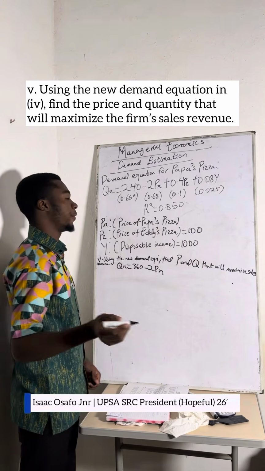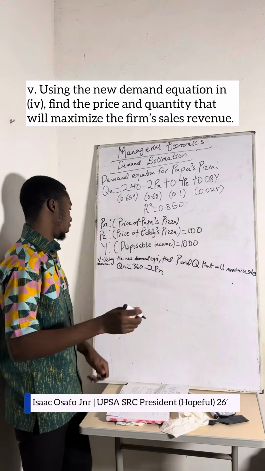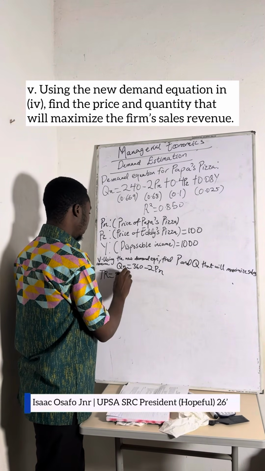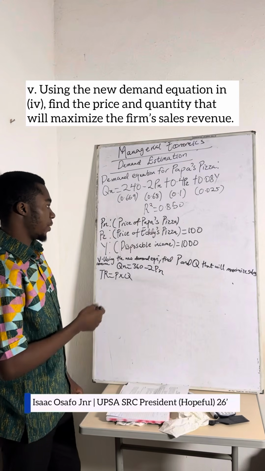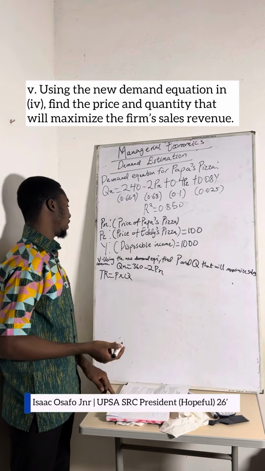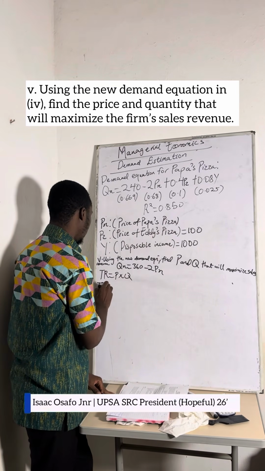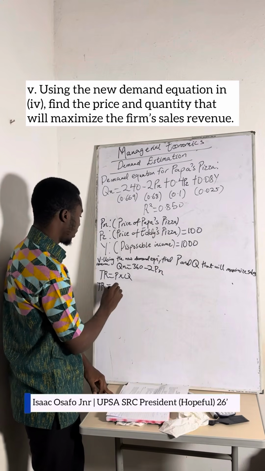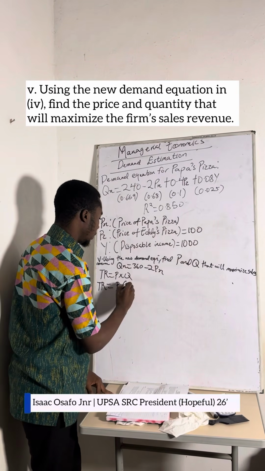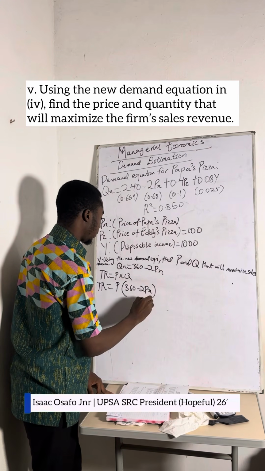So we know the formula for revenue, which is total revenue, price times quantity. Do you get it? So total revenue is price times quantity. And they're asking us for the price and quantity that will maximize this total revenue. So in doing that, we first have to find the total revenue function. So the total revenue is, as I said, the price, so that is our P times quantity. The quantity is what we have here. So 360 minus 2PX.